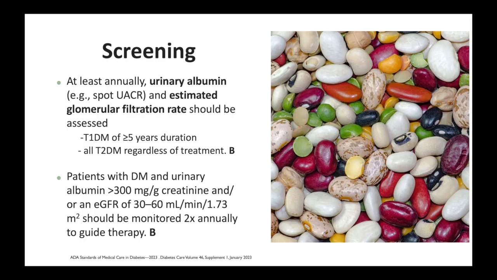So with regards to screening, at least annually, a spot urinary albumin creatinine ratio and estimated EGFR should be done within 5 years of duration of diabetes for type 1 and at diagnosis of type 2 diabetes. So anytime patients with diabetes have urinary albumin of more than 300 milligrams per gram creatinine or EGFR of 30 to 60 mL per minute, we label our patient with diabetic kidney disease as CKD, and they should be monitored 2 times annually to guide therapy.